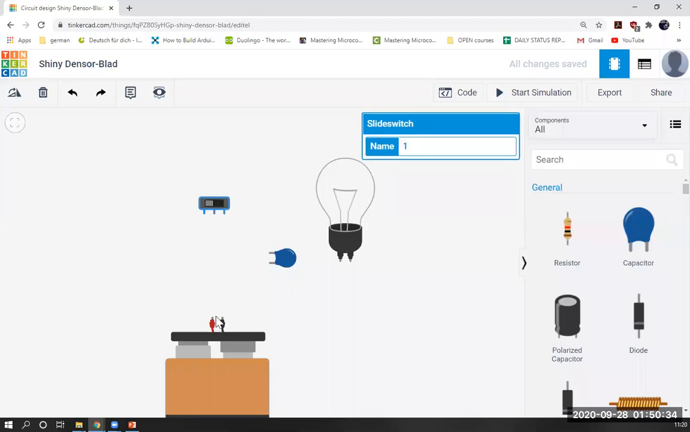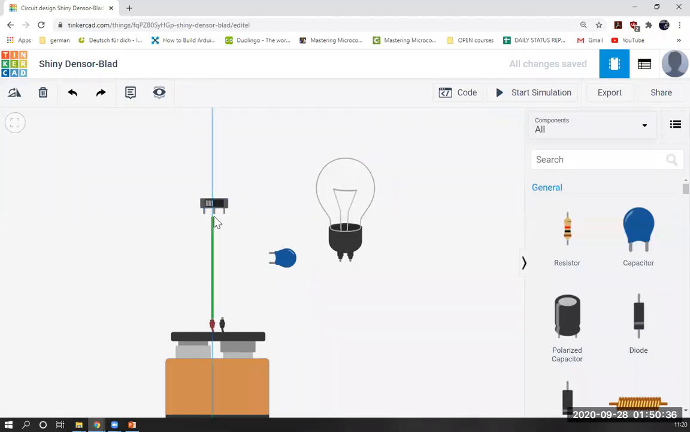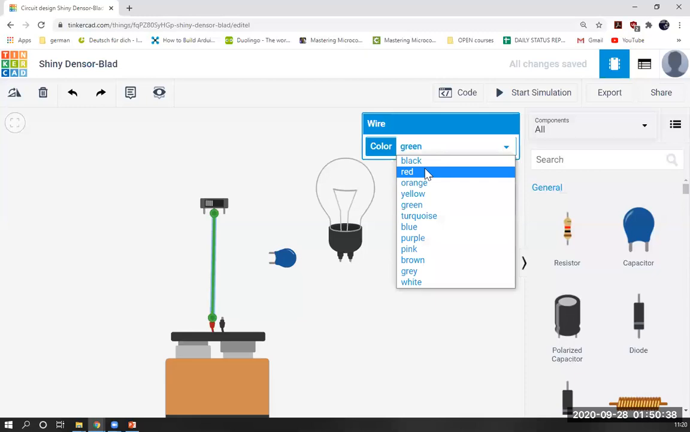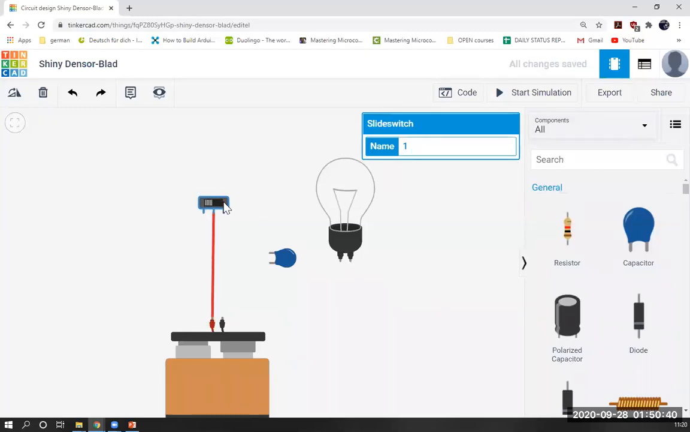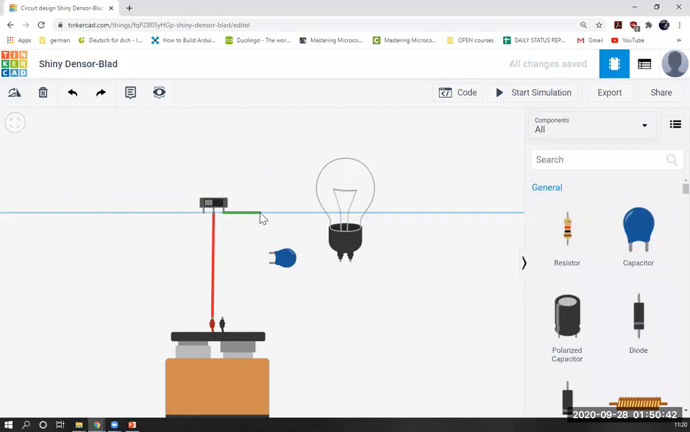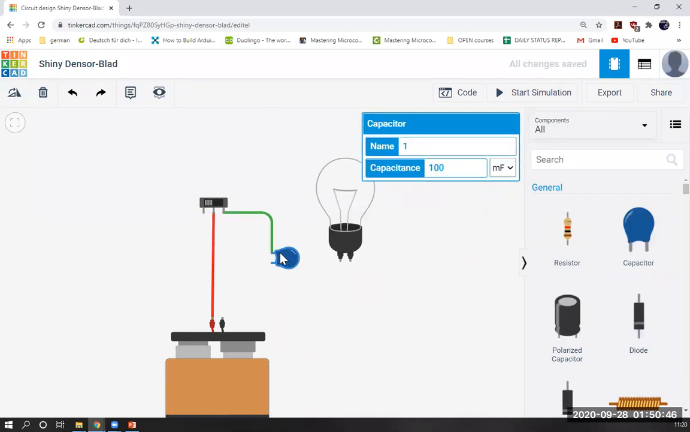Then use this positive and connect it to the common of your switch. Then terminal 2, it will go to the capacitor. Okay, and this is also which side? This is a red side. Then again this will go where?